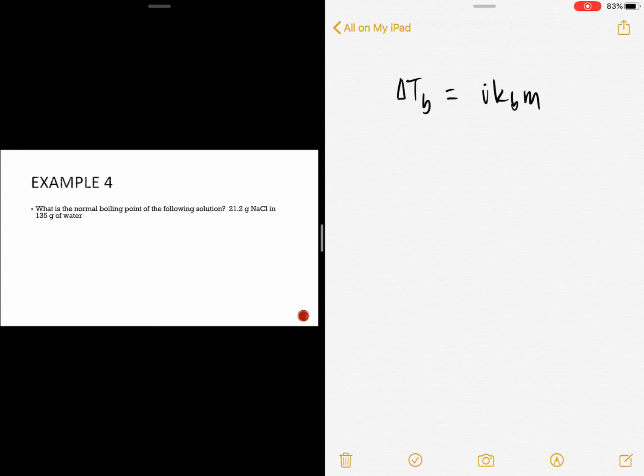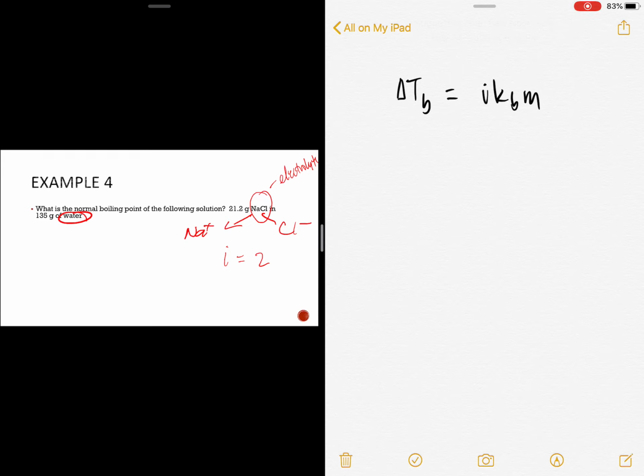So why did we include the Van 't Hoff factor? Because our solute here is an electrolyte. And since this is an electrolyte, we have to include the Van 't Hoff factor. So what is the Van 't Hoff factor for sodium chloride? It's 2. Why? Because when you dissolve this in water, sodium becomes sodium plus and chlorine becomes chloride negative. So you produce 2 ions in the solution.